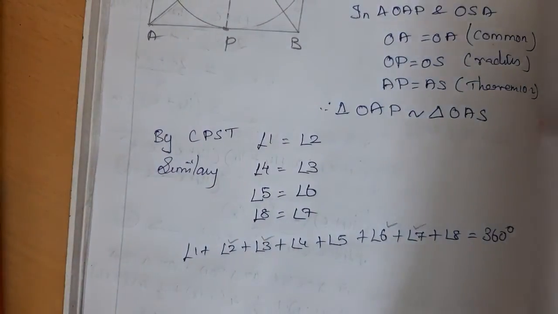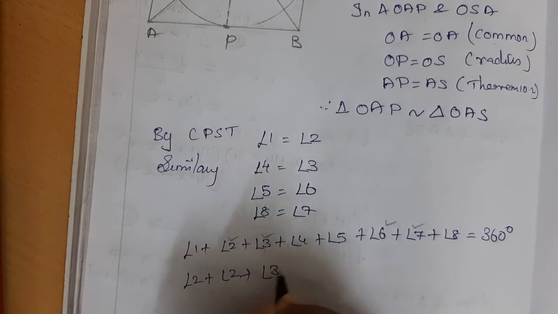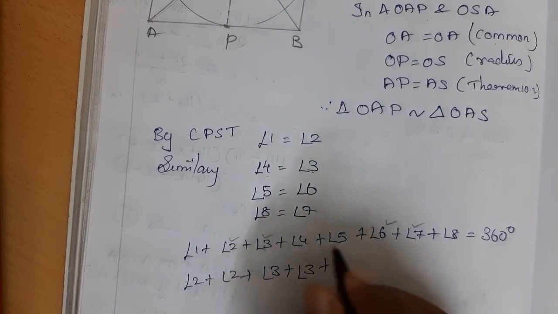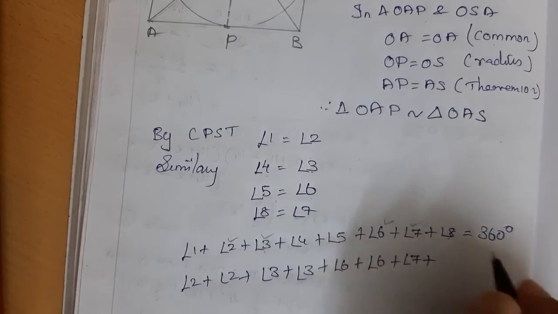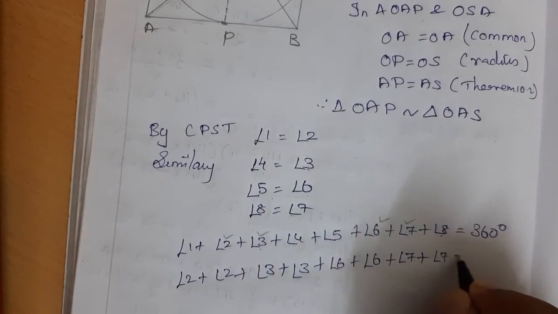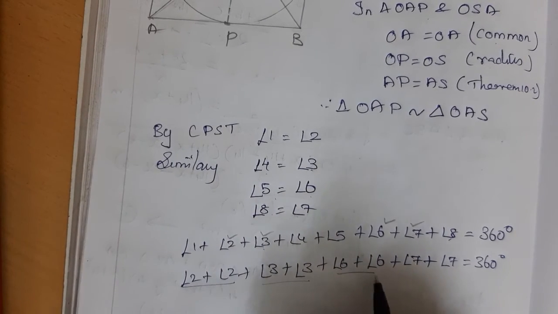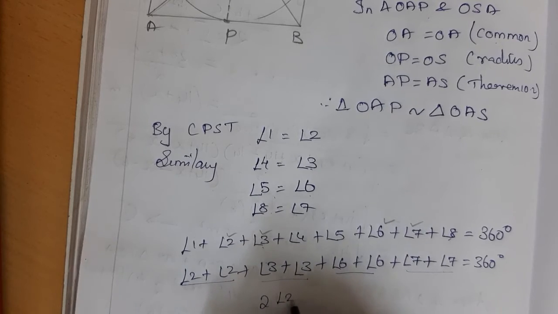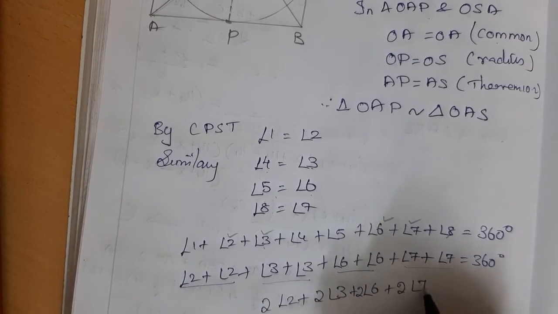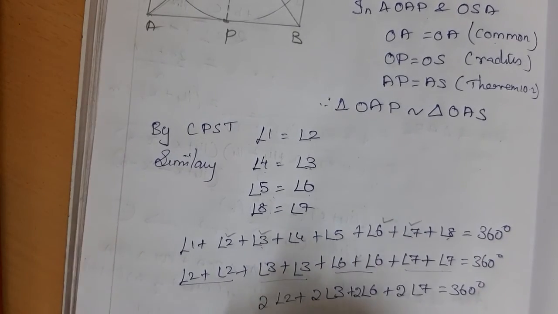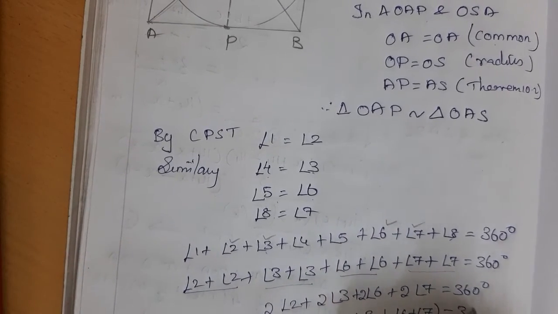Clear? So 1 we can rewrite as angle 2, we have already done this. So angle 2 plus angle 2, plus 3 we need as it is, plus 4 we can write as angle 3, plus 5 we can write as angle 6, plus angle 6, plus angle 7, plus angle 8 we can rewrite as angle 7. So it's equal to 360 degrees. So you can see there are two angle 2s, two angle 3s, two angle 6s and two angle 7s. So 2 into angle 2 plus 2 into angle 3 plus 2 into angle 6 plus 2 into angle 7 is equal to 360 degrees. That is 2 times angle 2 plus angle 3 plus angle 6 plus angle 7 is equal to 360.